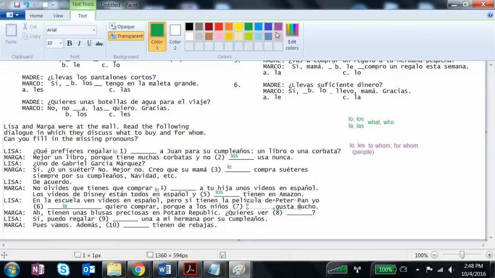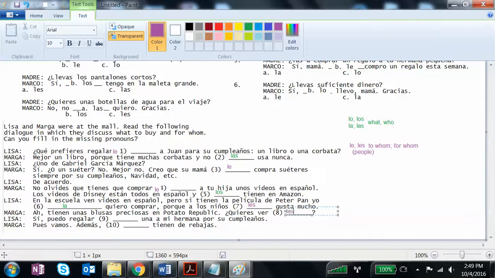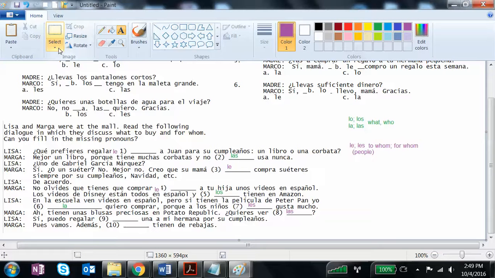Do you like it? Let me see. Tienen unas blusas preciosas en Potato Republic. ¿Quieres ver? Do you want to see them? It's not like you want to show them to your sister. It's saying, do you want to see them, meaning the blouses, and blouses would be a direct object, so you would plug in las. And again, when you do it at the end of a verb, it's supposed to really go attached, so it should look a little bit more like this.